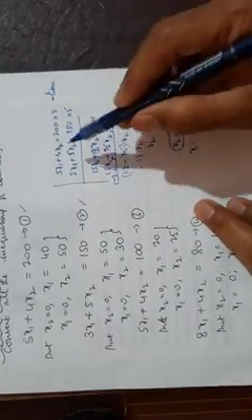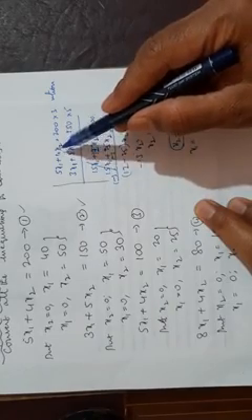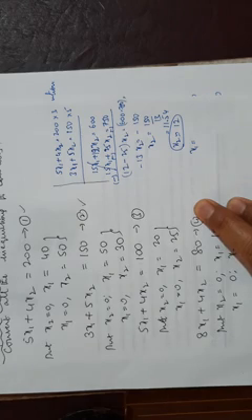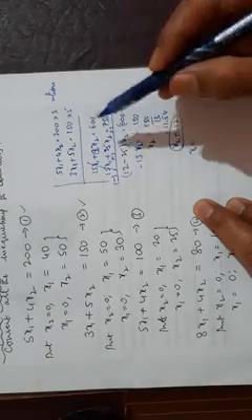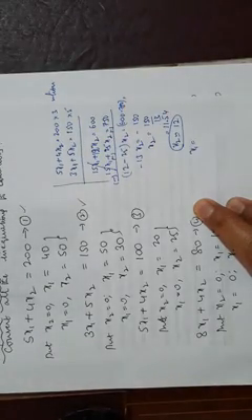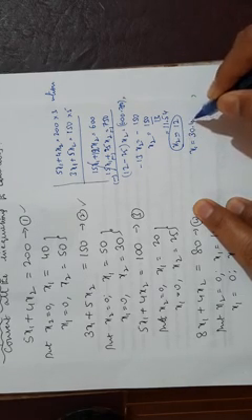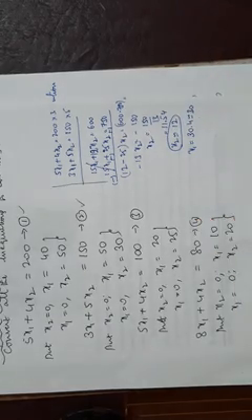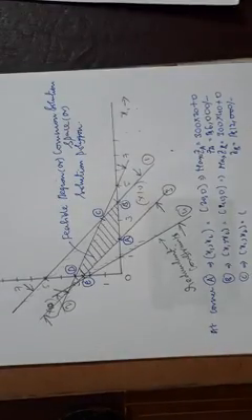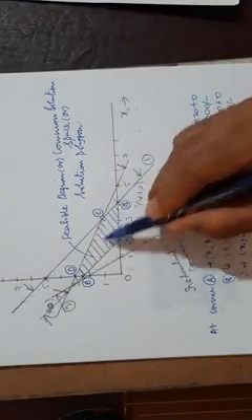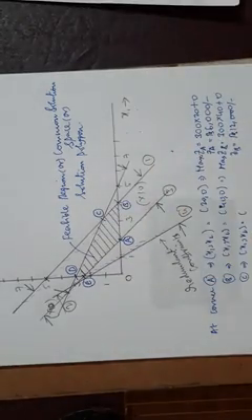So it will be 4 into 12 is 48. So 200 minus 48 will be equal to 152. This divided by 5 gives me around 30.4. I'll take it as 30. So x1 is almost equal to 30, x2 is nearly 12. From the graph you can read that value.